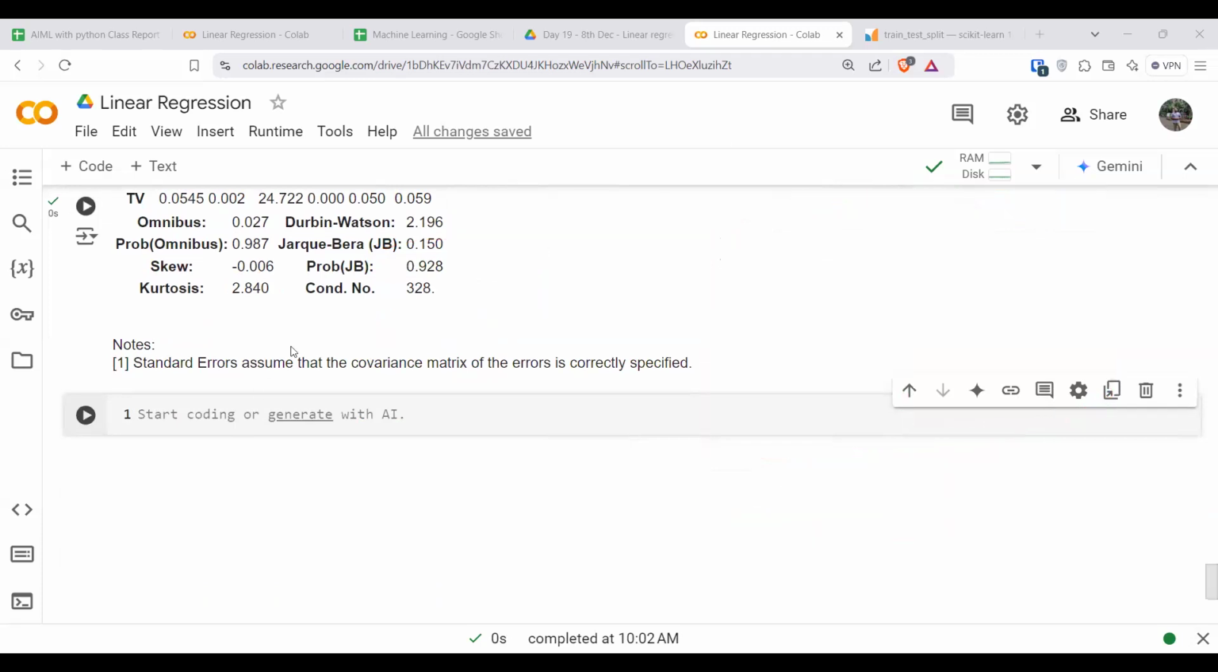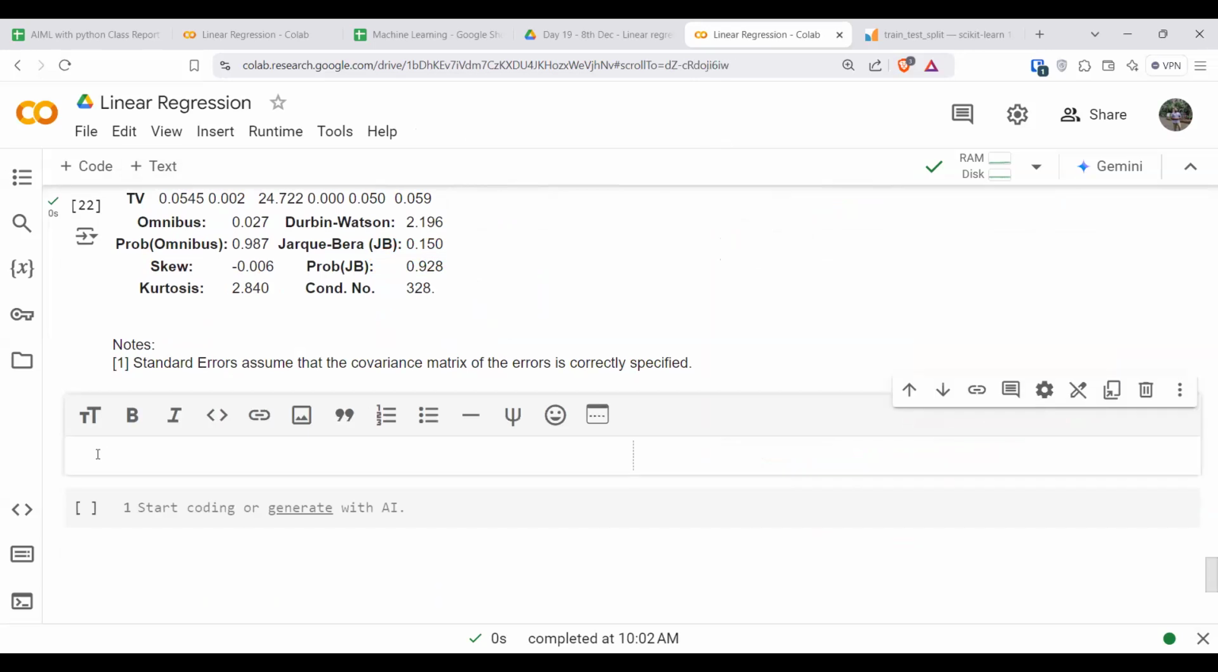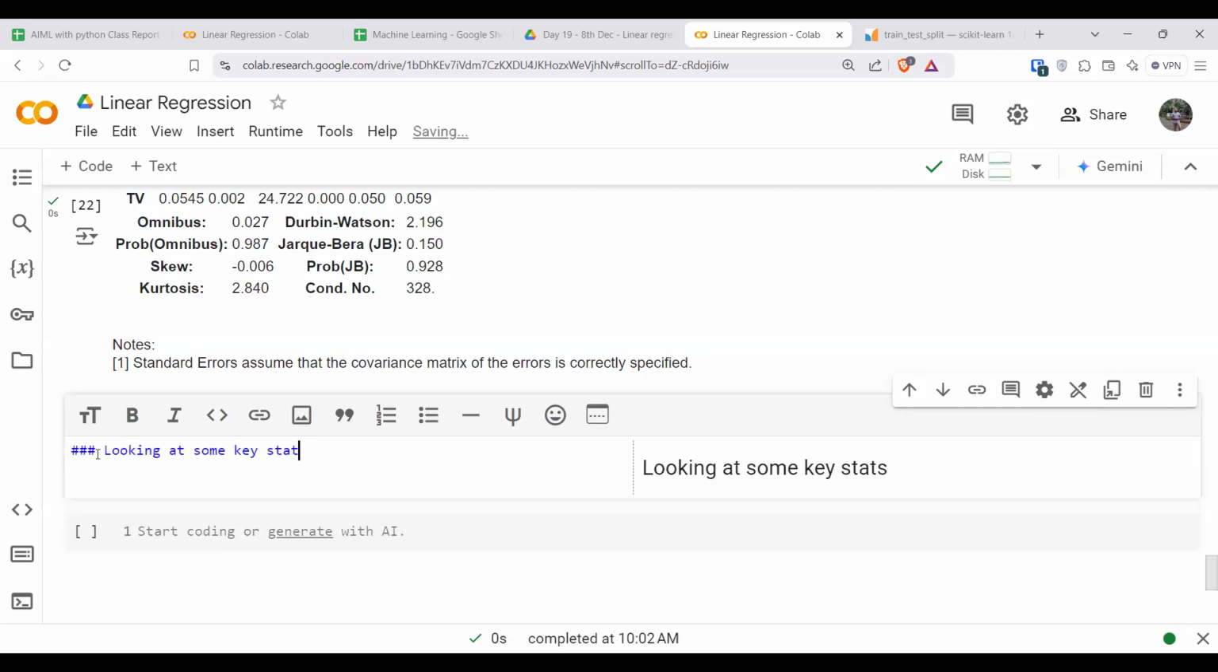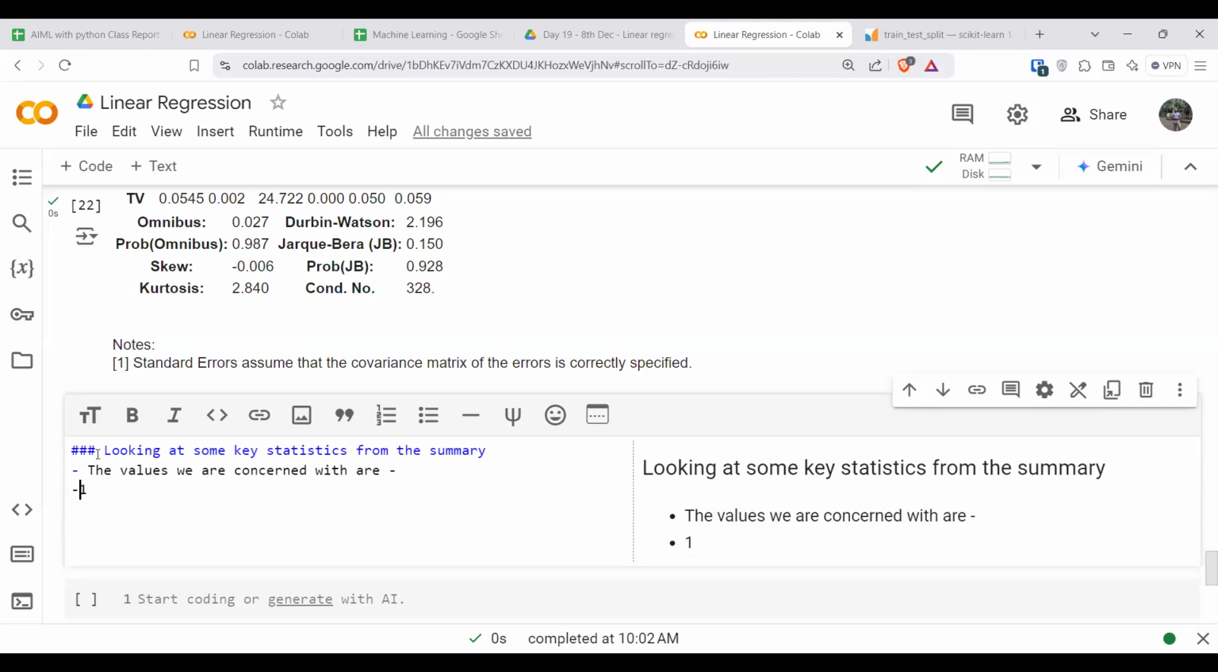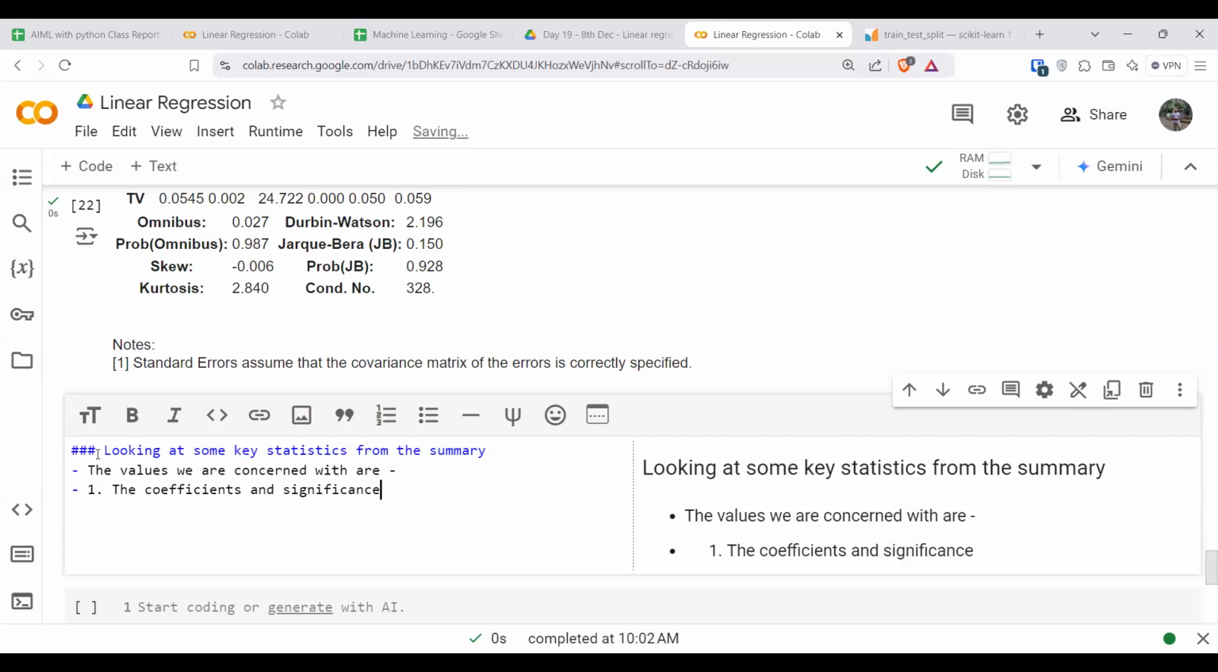So what we'll do is, to just understand the statsmodels analysis, I'll write down a few key important points. Key statistics from the summary. So the first point, the values we are concerned with are the coefficients and significance, that is p values. Second is R squared. Third is F statistics and its significance.